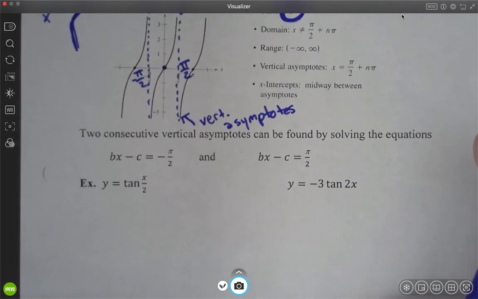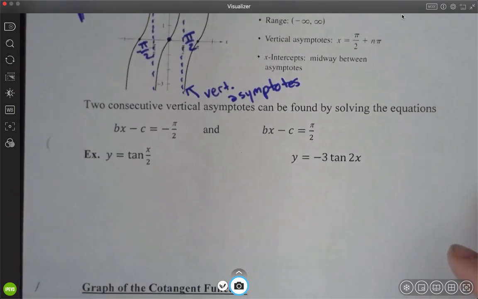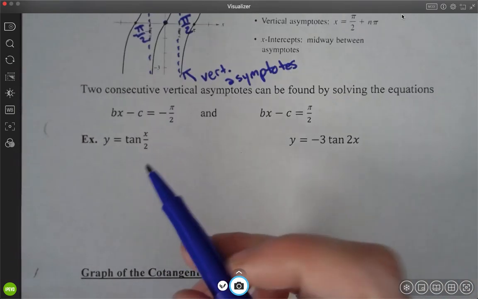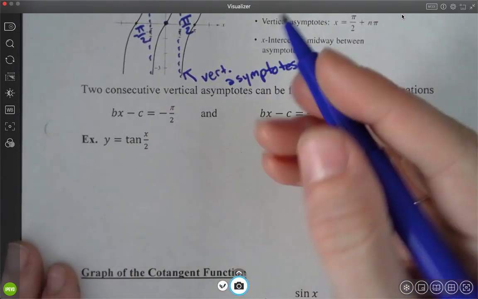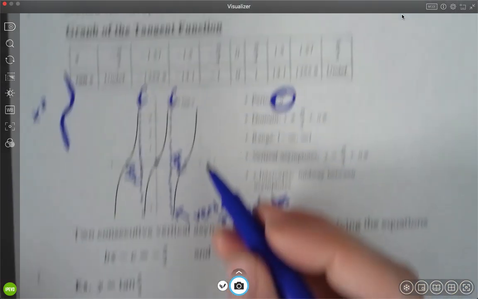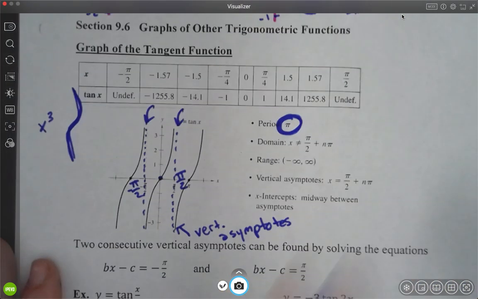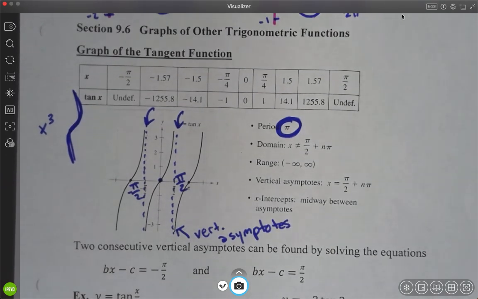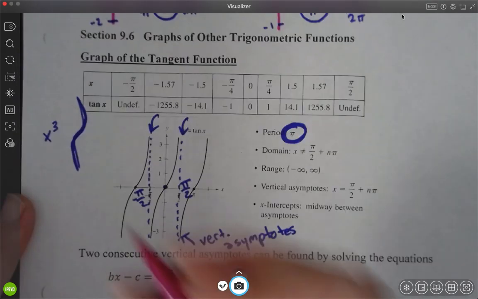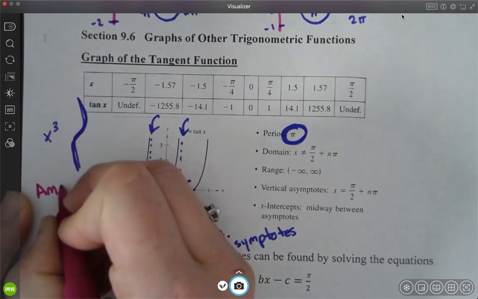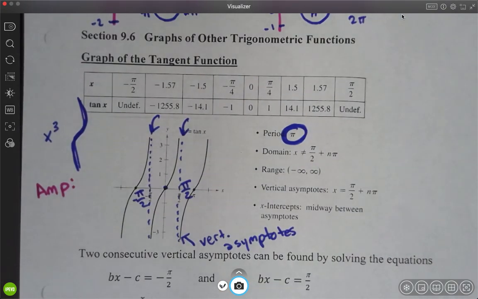All right, so now, let's go down here. Y equals tangent of pi/2. Okay? So tangent. Let's talk one more thing about tangent. One more thing about tangent. Tangent really doesn't have an amplitude. Do you remember last year talking about that? Tangent really doesn't have an amplitude.